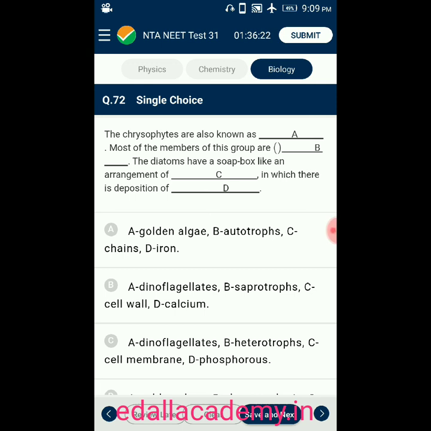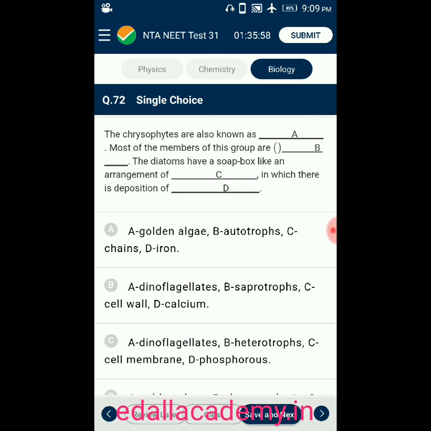Chrysophytes are aquatic algae found both in marine and fresh waters. These include golden algae and diatoms. Most of the members of this group are photosynthetic. The diatoms have soapbox-like arrangements of two layers of cell wall which fit into each other.